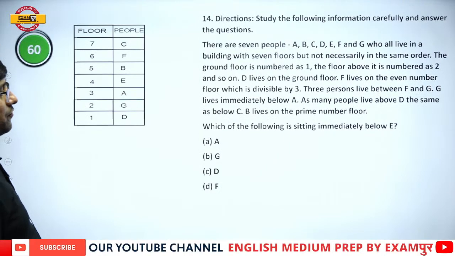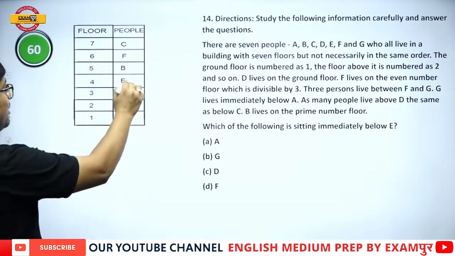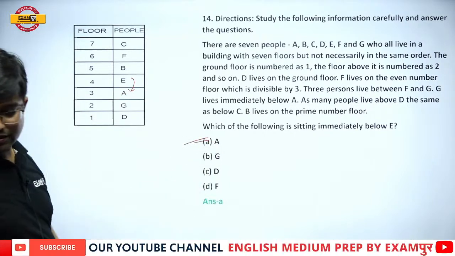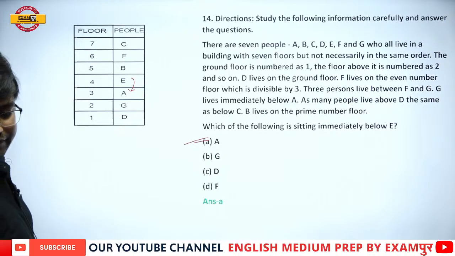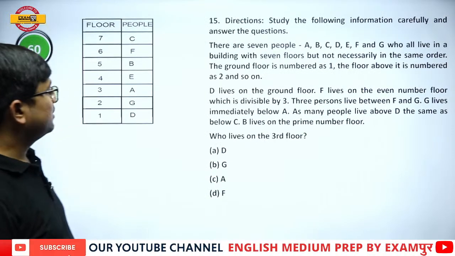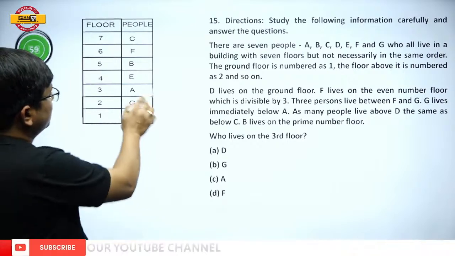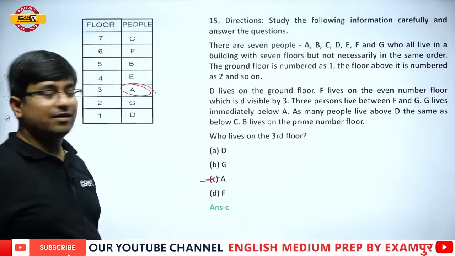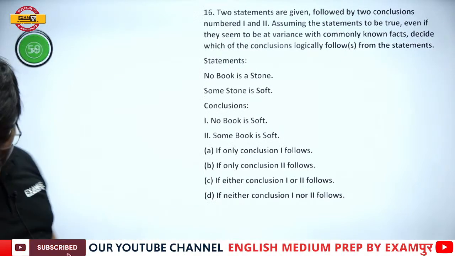Next, which of the following is sitting immediately below E? Immediately below E is A. Right answer is option number A, that is A. Clear? Fine, everyone. Next, my dear students. Who lives on the third floor? The one who lives on the third floor is A. And therefore, the right answer is option number C, that is A. All right, everyone. Now, solve this one.